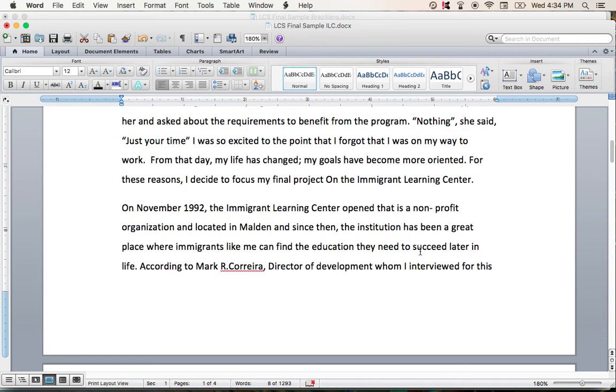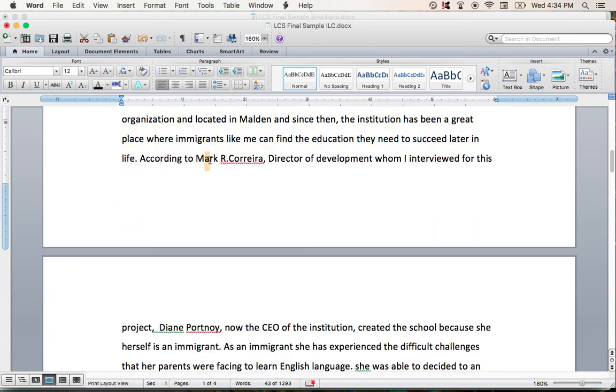And then if we look at his second paragraph, on November 1992, the Immigrant Learning Center opened. That is a nonprofit organization and located in Malden, and since then the institution has been a great place where immigrants like me can find the education they need to succeed later in life. According to Mark R. Carrera, Director of Development, whom I interviewed for this project, Diane Portnoy, now the CEO of the institution, created the school because she herself is an immigrant.